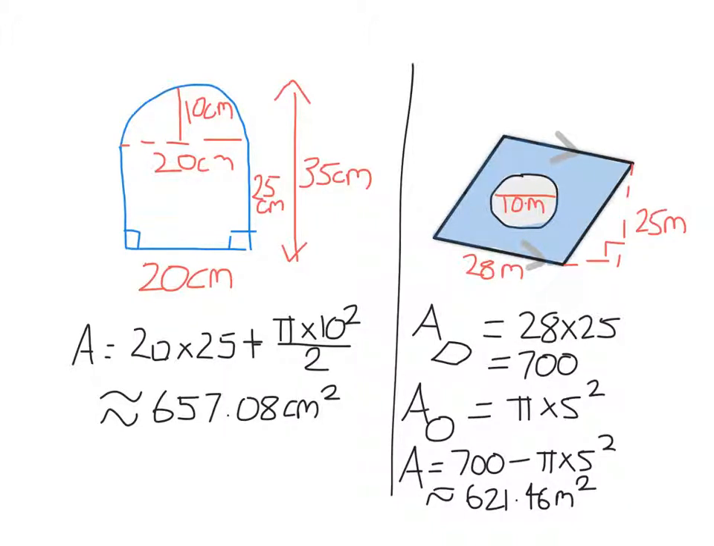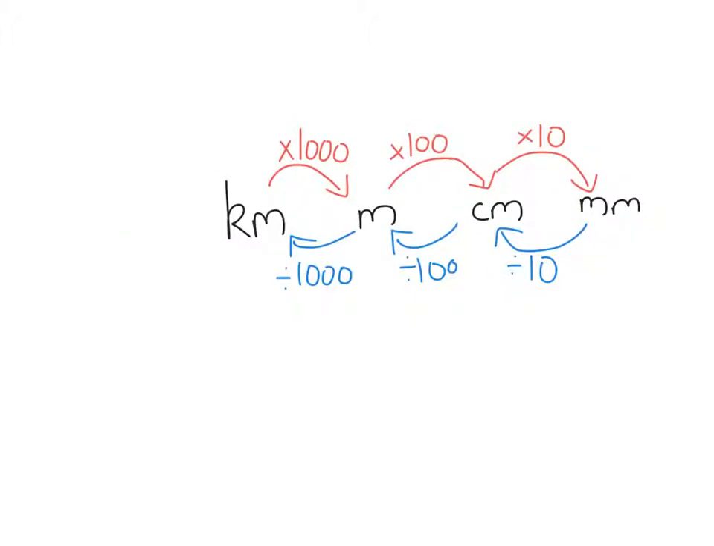I just want to spend a minute or so going through converting square units. Once again, please pause and copy this down if you need. So on your screen is a chart for converting units of length. For example, if you want to go from kilometers to meters, you times by 1,000. You probably already knew that.